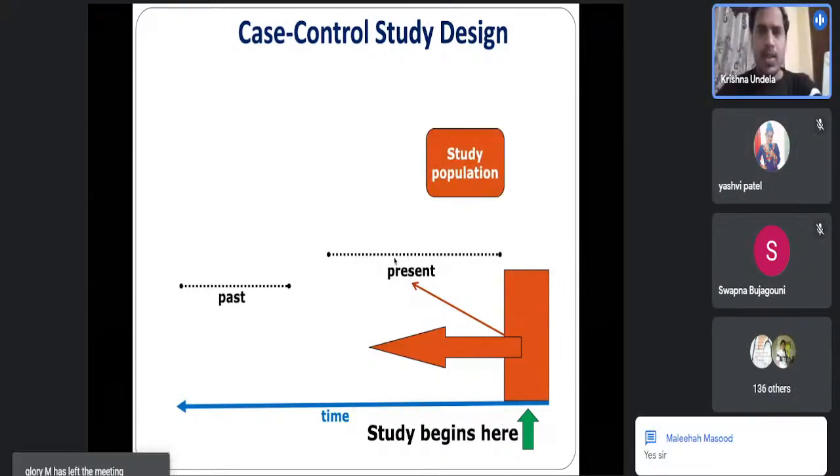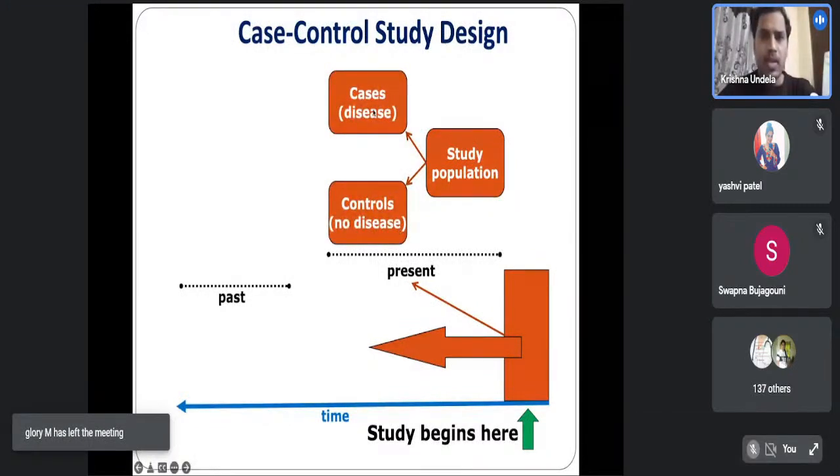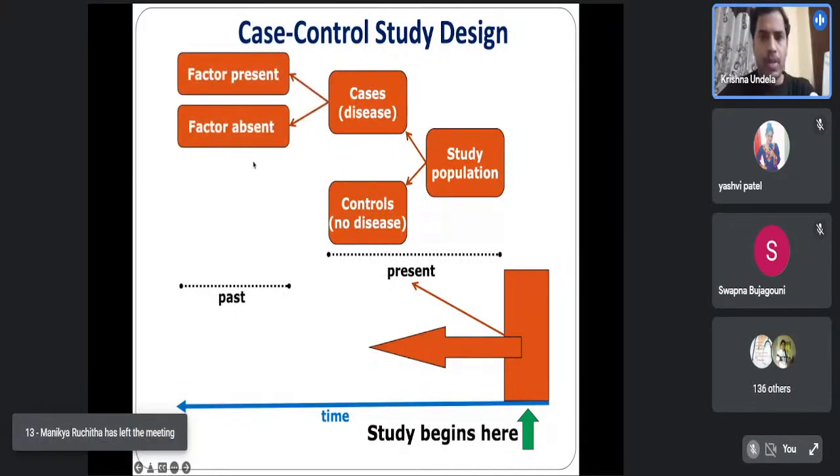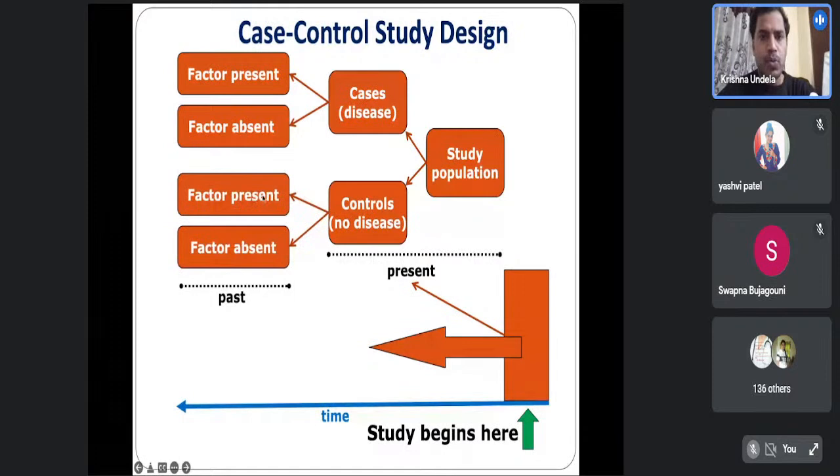Now, this is what is going to happen in a case control study. We are going to have the study population, and we are going to have two groups, cases and controls. Cases means who are having the disease, and controls means who are not having the disease. Then we inquire about their past history, and among the cases, we understand how many had the exposure and how many did not. At the same time, among the controls, how many had the exposure and how many did not.